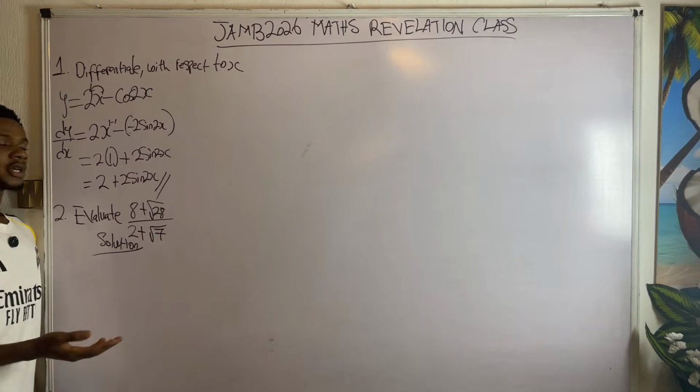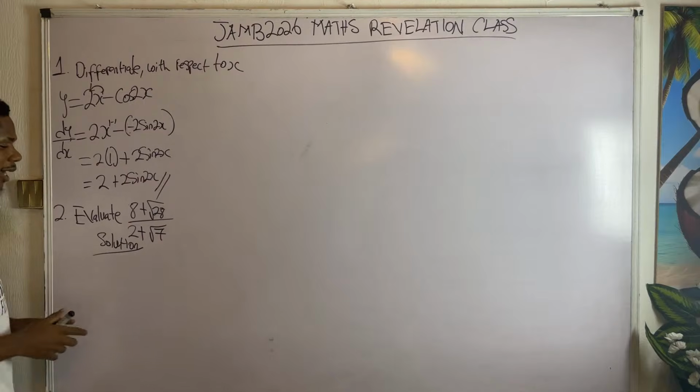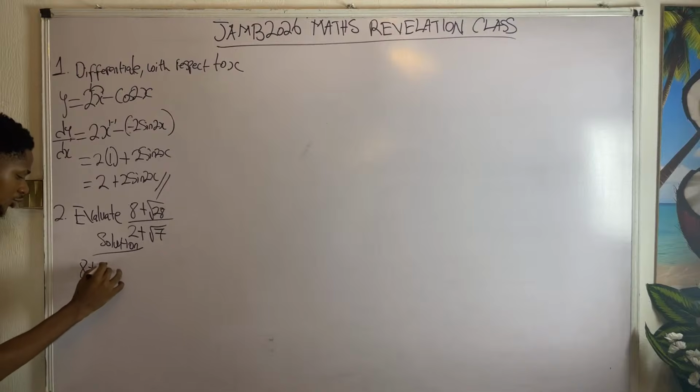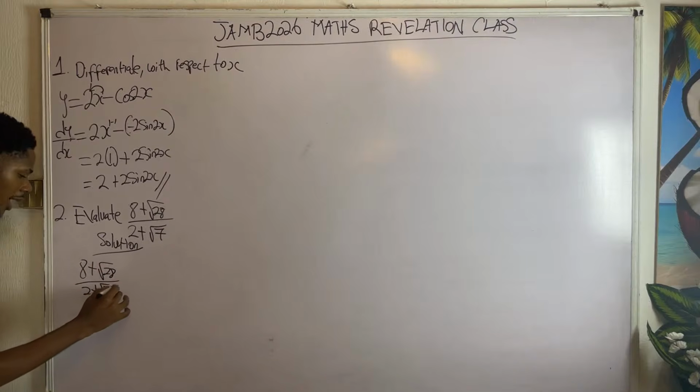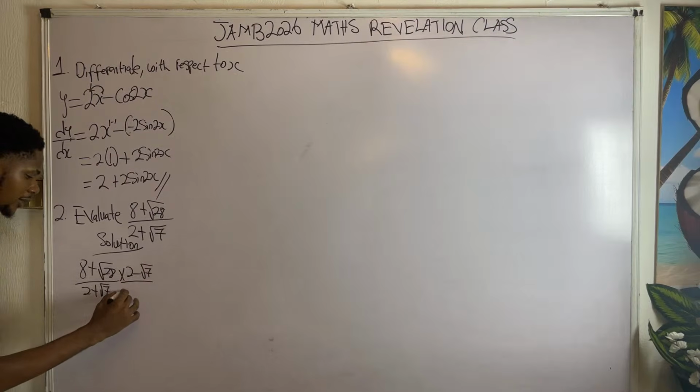3 minus root 7. If you have 3 minus root 7, what is the conjugate? 3 plus root 7. Okay, so for this one, we're going to multiply the top and bottom by the conjugate. So we have 8 plus root 28 divided by 2 plus root 7, and multiply the top and bottom by 2 minus root 7 divided by 2 minus root 7.